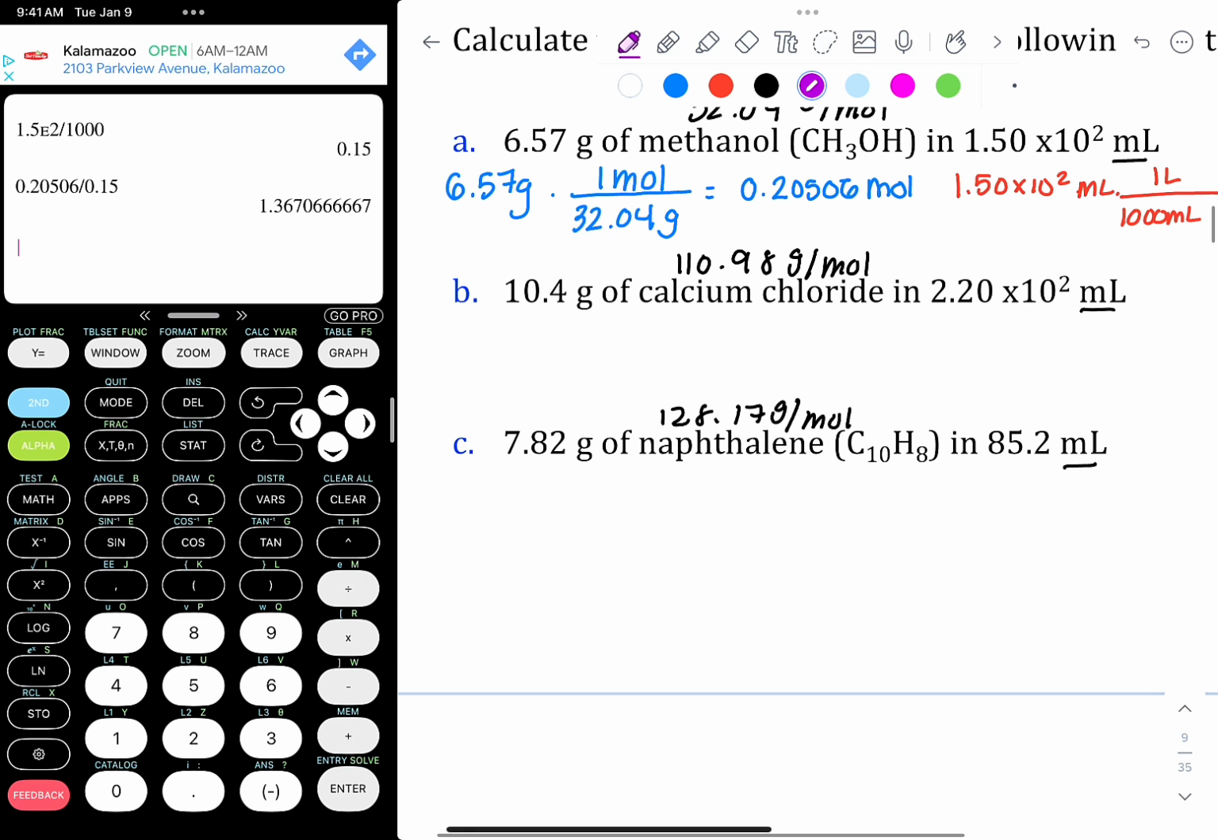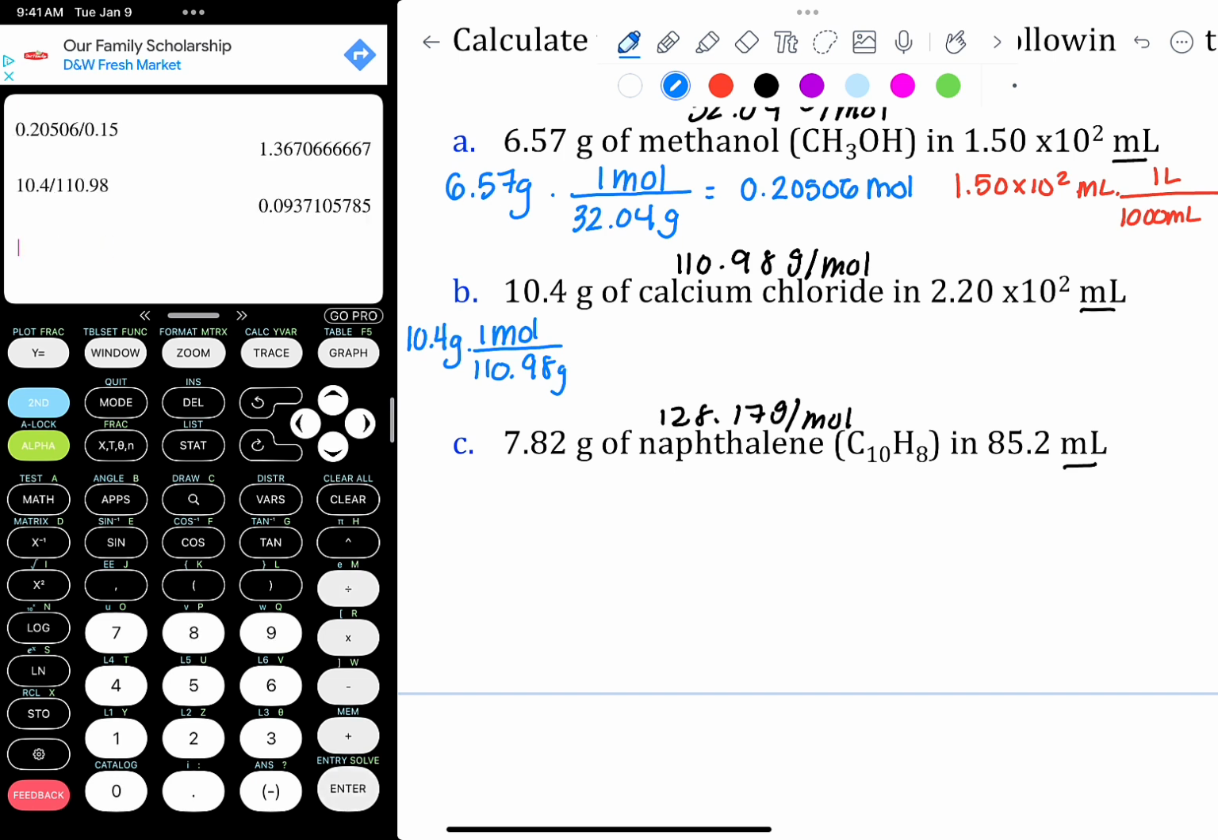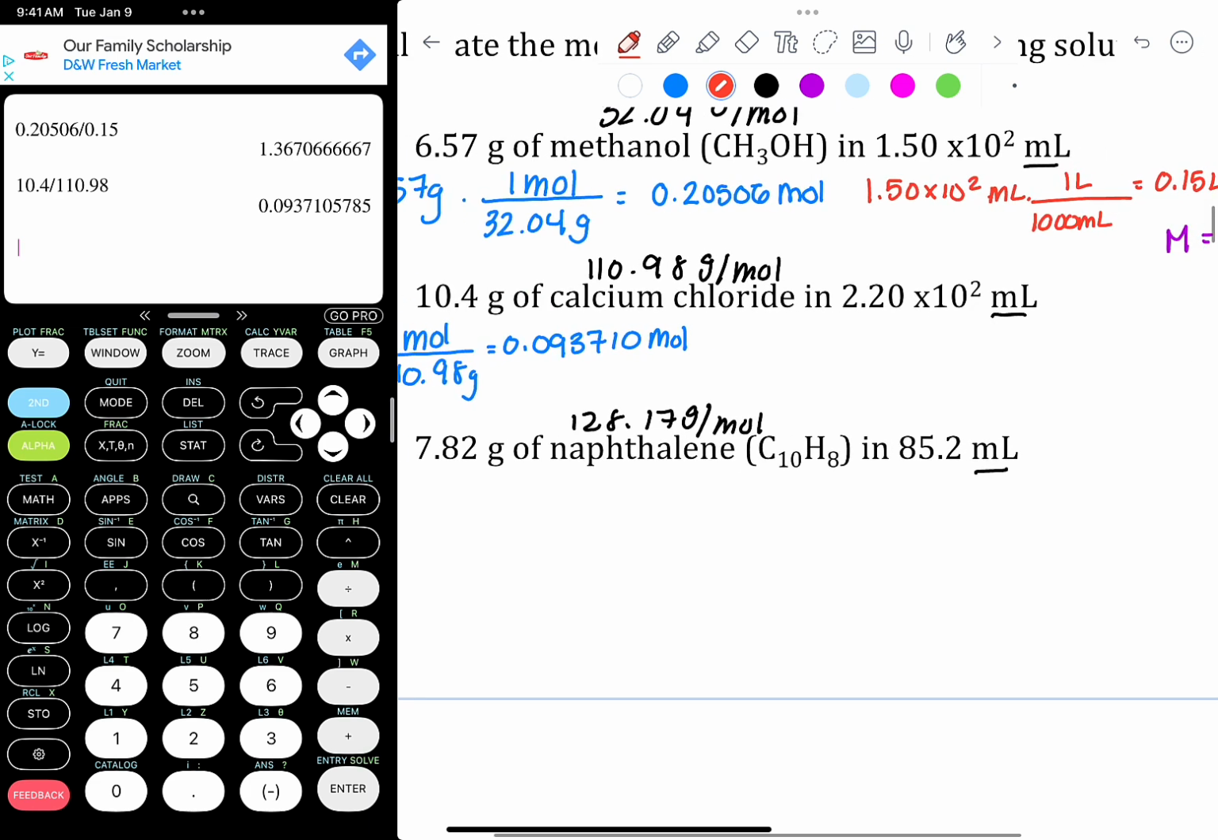For our second one, we're going to do the same thing. We start with 10.4 grams and divide by the molar mass of 110.98. So we get a mole value of 0.093710 moles. And for our volume, we'll just divide by 1,000 again, which is 0.22 liters.